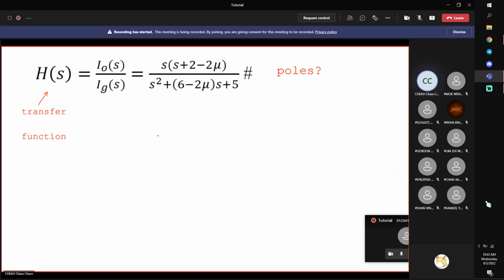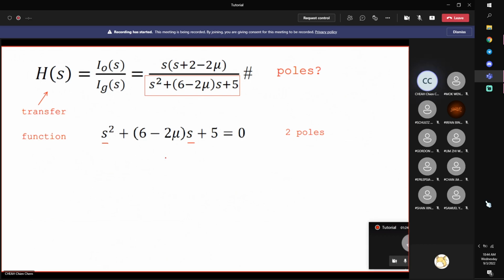Now, remember that we need to check the stability of the circuits. And how do you check the stability of the circuits? Check the poles. Where are the poles? The poles are where your denominator is equal to 0, the value of S where your denominator is equal to 0. Now, in this case, there is some mu here, not just constant terms. But you still can find the value of S which makes it equal to 0.